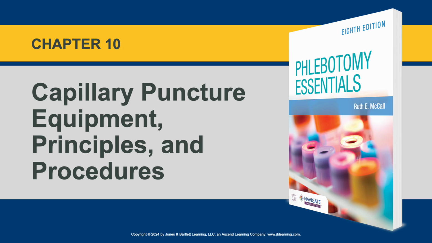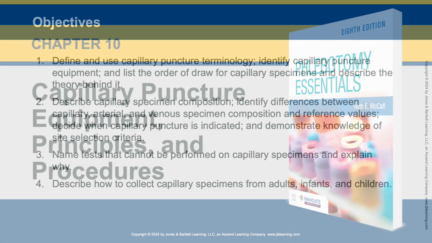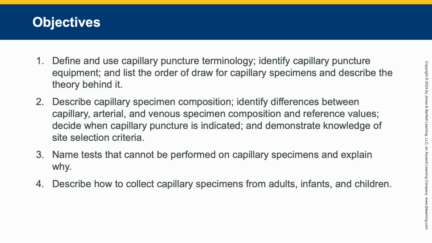In this chapter we are going to discuss the objectives. We are going to define and use capillary puncture terminology. We are going to identify the equipment used in capillary puncture. You're going to list the order of draw for the capillary specimens and also the theory behind it, why we draw those in that order.